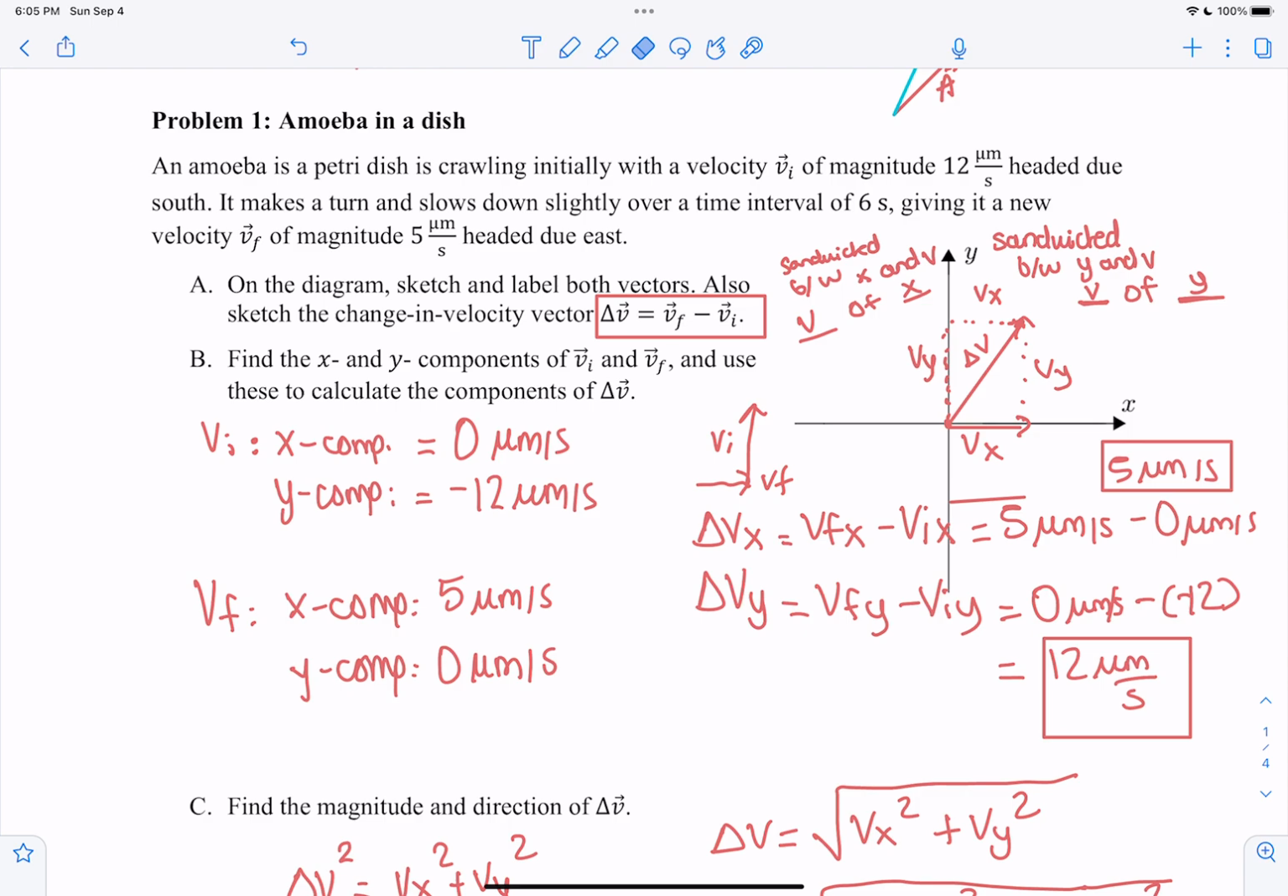But I guess, let's see here. So I go south, takes a turn, slows down slightly over time interval 6 seconds, new velocity headed due east.